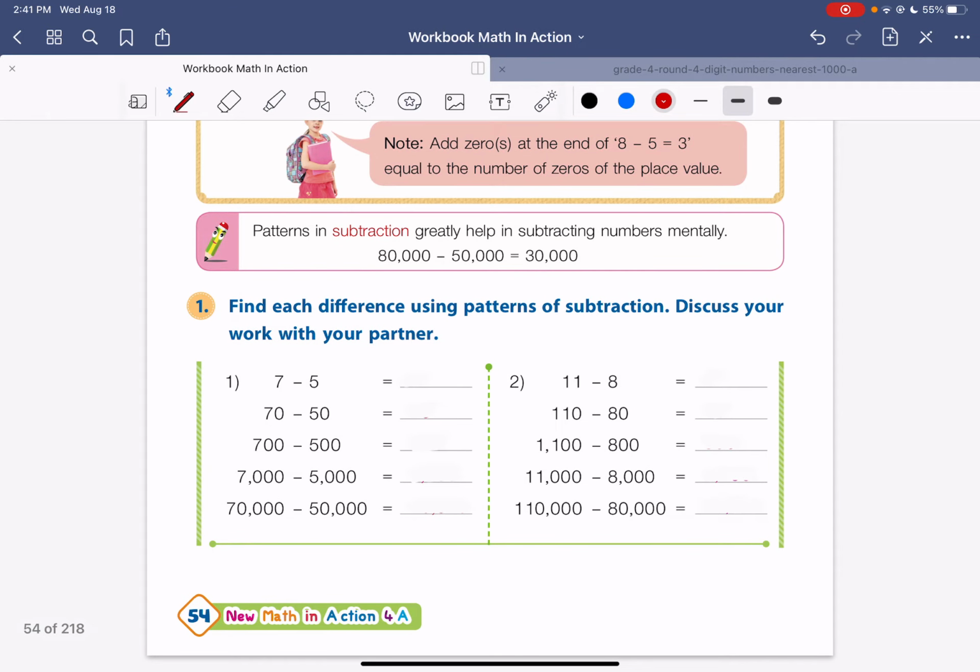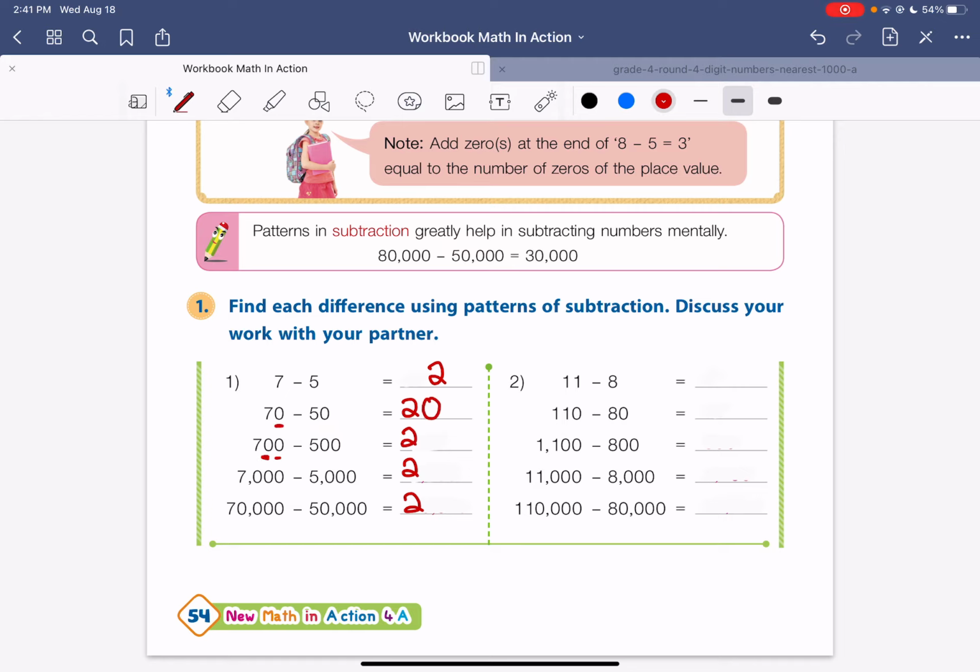So 7 minus 5 equals 2. So now we know all these are 2, 2, 2 because it's all 7 minus 5. How many zeros do we have here? Just 1. So we're going to write just 1 zero.